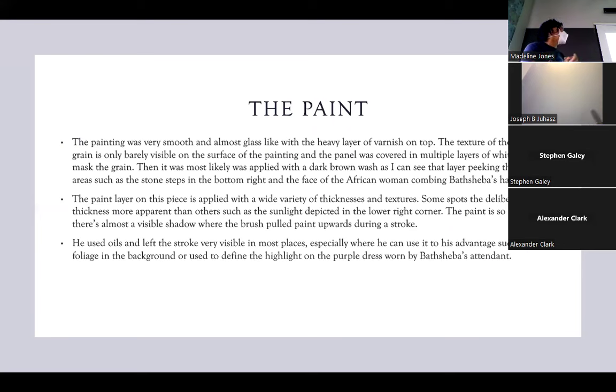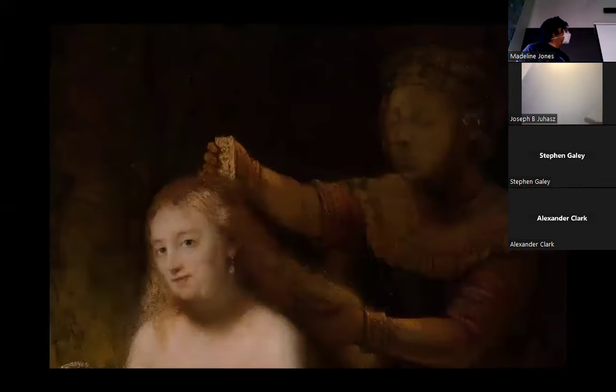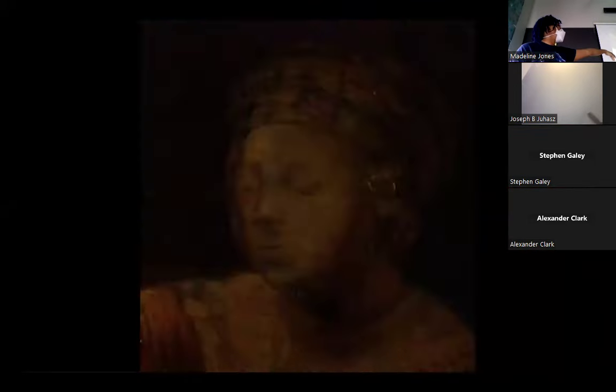It's painted on wood. And the wood has been treated and it's really smooth. It's a really, really glossy, smooth painting. And it's interesting because it's glossy, but you can tell that there's a lot of variety of thicknesses and layers that go into the textures here.